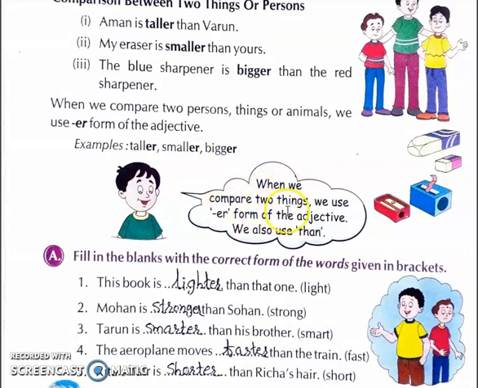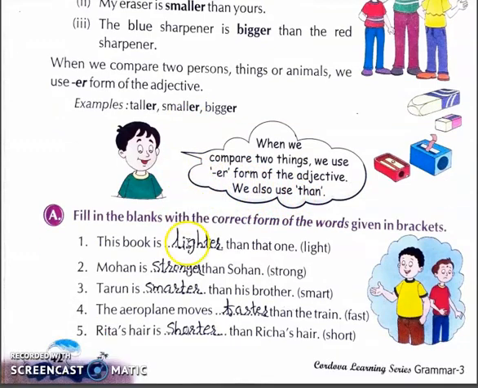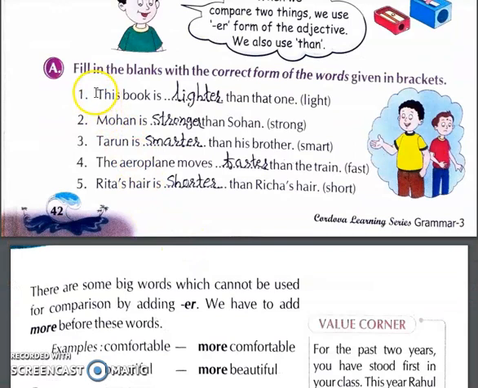When we compare two things, we use ER form of adjective. We also use then. जैसे कि एडजेक्टिव में हम ER ऐड करते हैं, उसके साथ एक दूसरा वर्ड है, वो है then. तो हम then भी यूज करते हैं. अब वो कैसे करते हैं वो हम देखेंगे. See, this is the exercise A. Fill in the blanks with correct form of words given in the brackets. ब्रैकेट में वर्ड दिया है that is adjective and we have to use the correct form of word.